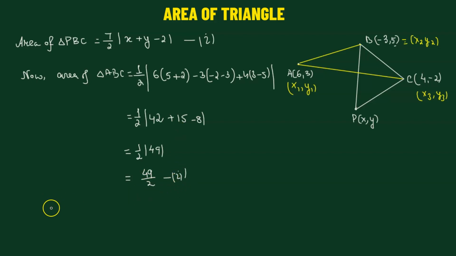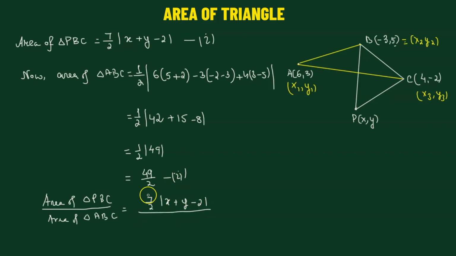So in our problem, we needed to find out the value of the ratio of the area of triangle PBC to that of the area of triangle ABC. Fine. So what's the area of triangle PBC? That's 7 over 2 multiplied by the absolute value of x plus y minus 2 divided by the area of triangle ABC. So that's 49 over 2. So this comes out to be 1 over 7 multiplied by the absolute value of x plus y minus 2, which is the final value.